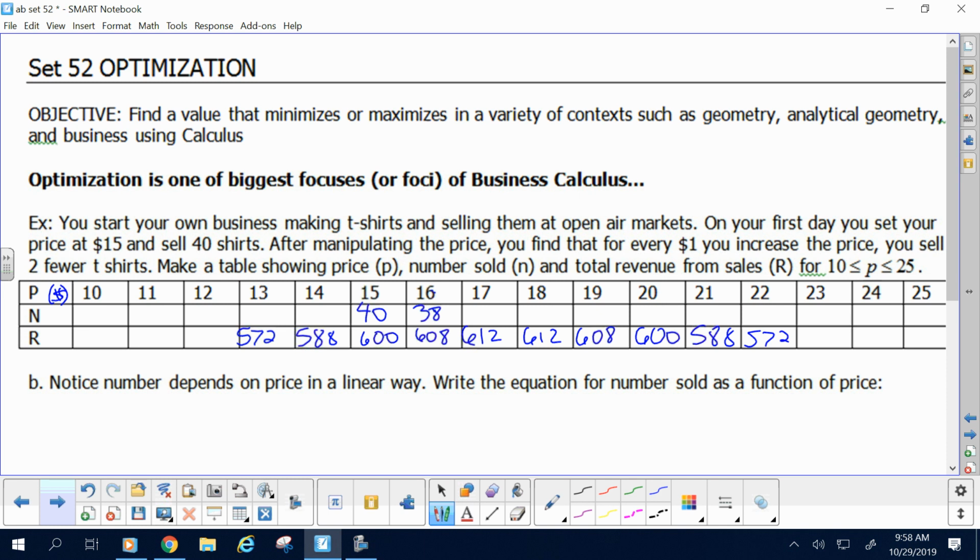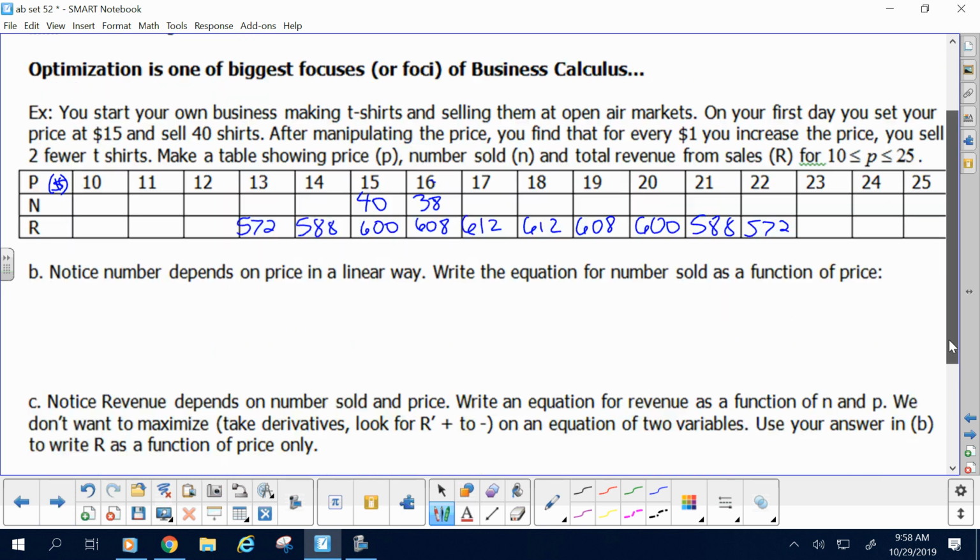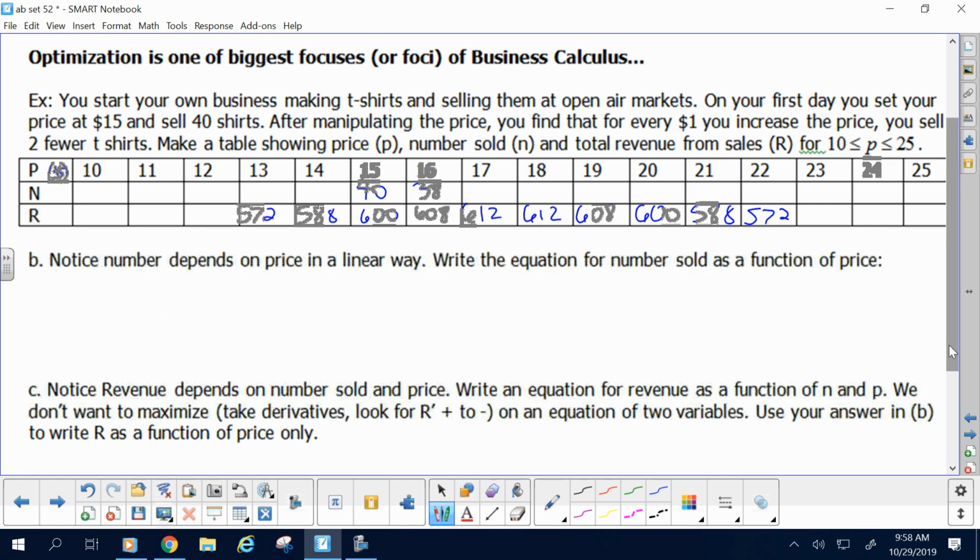Now, let's talk about the calculus of it. It seems like 17 or 18 is the best way to go. Let's go with the calculus and what it might look like. So notice number depends on price in a linear way.